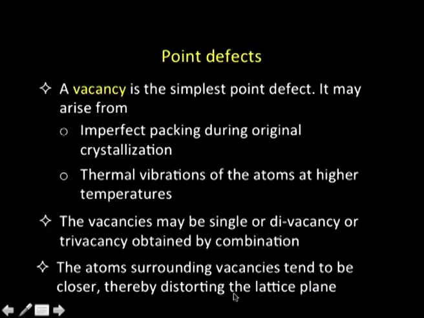Now, the atoms surrounding vacancies tend to be closer, thereby distorting the lattice. It is very, very important. Just imagine that we have a lattice and one atom has been lost from there. The atoms surrounding this vacancy will have more space to move around. As a consequence, that will distort the lattice plane, and that leads to some kind of imperfection in the crystalline solid.